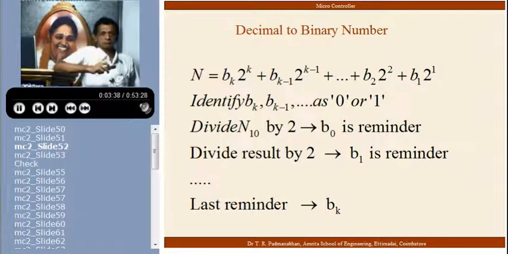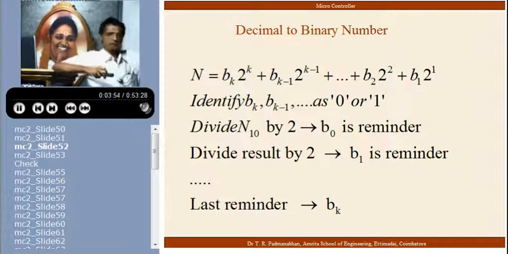Take a decimal number, determine B0. Divide the number by 2. If the remainder is 1, it's an odd number. You go on doing this repeatedly, it will determine B1, B2, B3, etc. The last remainder will be BK.